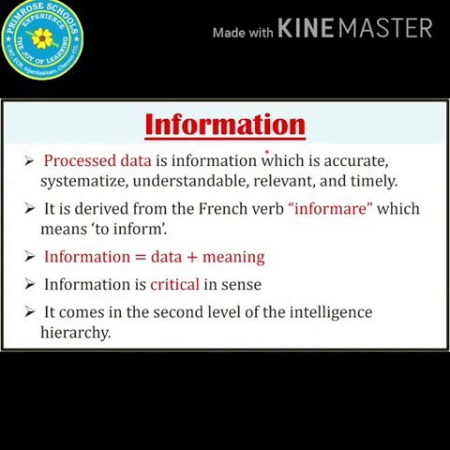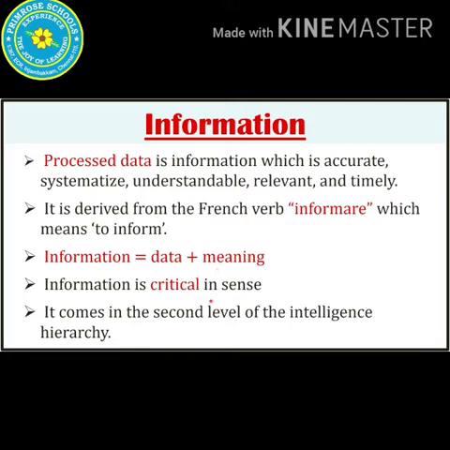Now, what is information? Processed data is information which is accurate, systematic, understandable, relevant, and timely. It is derived from the French verb informare, which means to inform. Information comes from the processing of data. People or computers can find patterns in data, which gives them information, and it enhances their knowledge about the subject. Information adds meaning to the data.